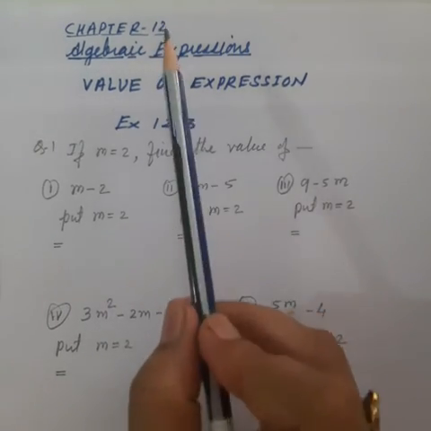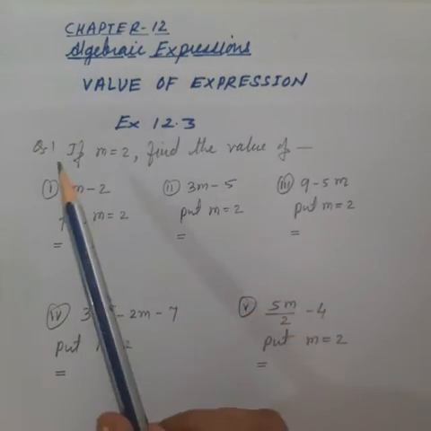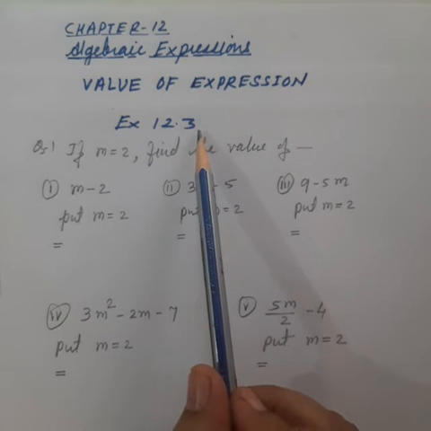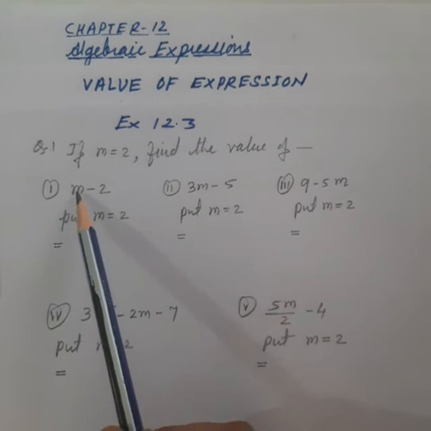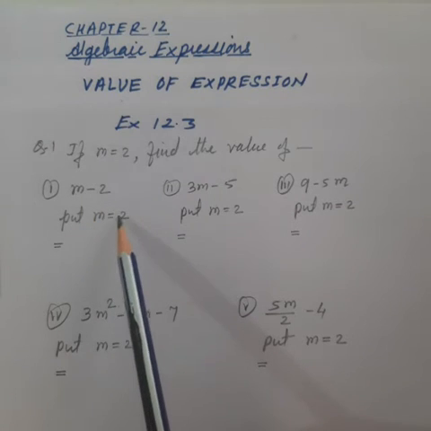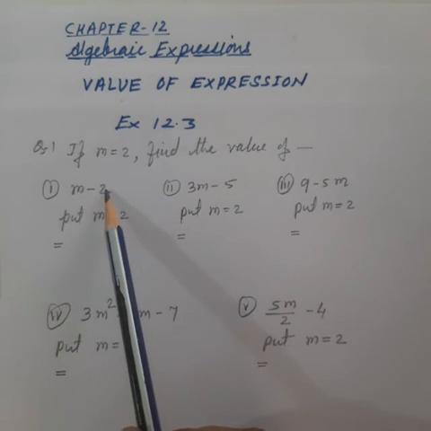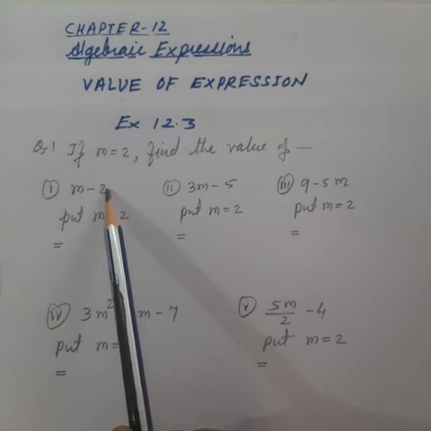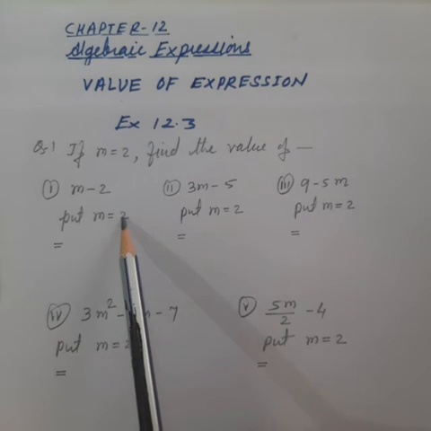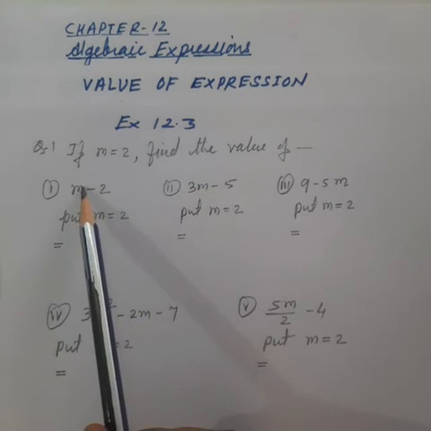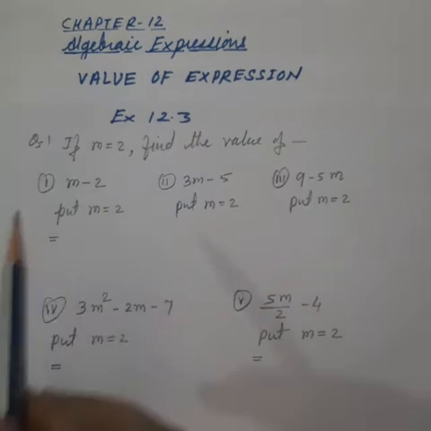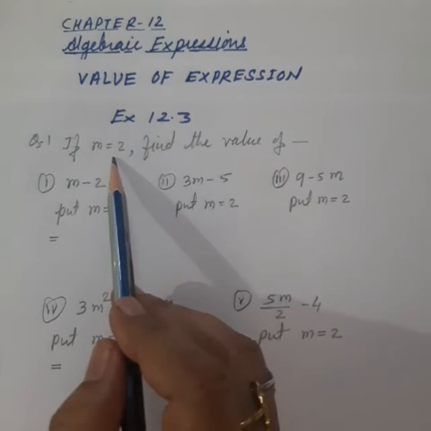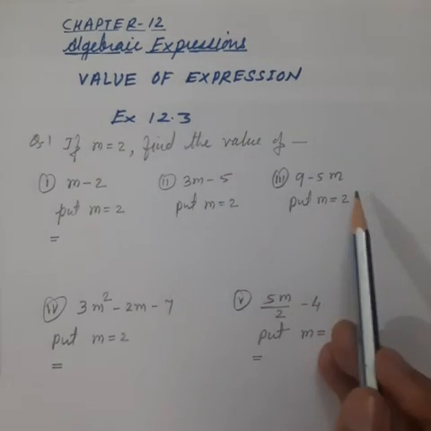In chapter 12, algebraic expressions, coming to exercise 12.3. The value of an expression depends on the value of the variable of which the expression is formed. To find the value of an expression, we have to put the given value of the variable in the expression and solve it. Question 1. If m equal to 2, find the value of these expressions.